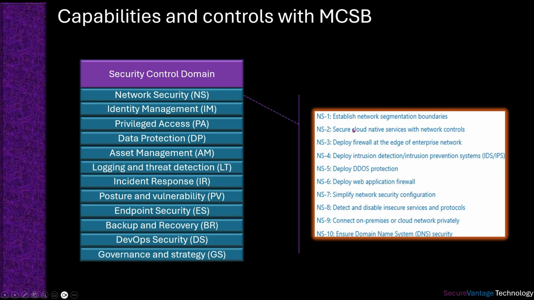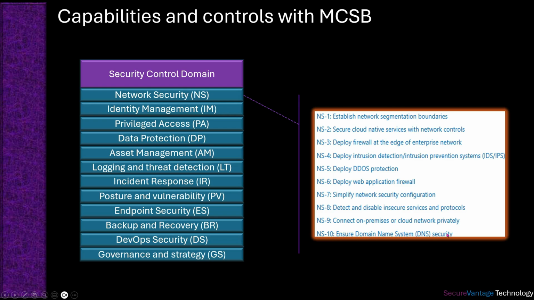Okay, so: secure cloud native services with network controls, deploy firewall at the edge of the enterprise network, deploy intrusion detection and intrusion prevention system, deploy DDoS protection, deploy web application firewall, simplify network security configuration, detect and disable insecure services and protocols, connect on-premises or cloud network privately, ensure domain name system security.